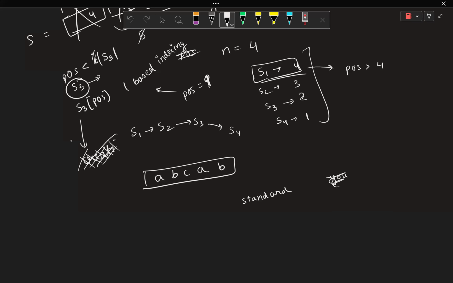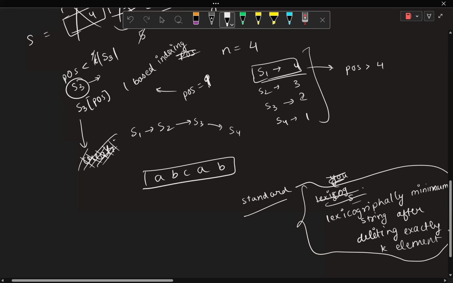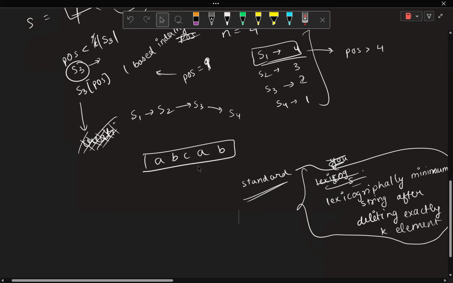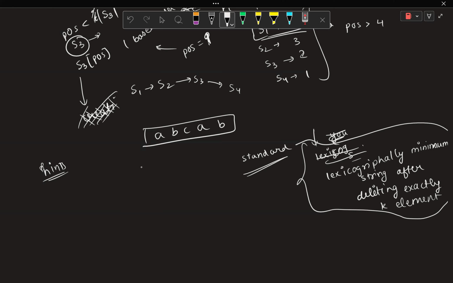You can even search on the internet and you will find a GFG article, something like lexicographically minimum string after deleting exactly k elements. The problem which you had has now been simplified to this problem, which is a standard problem actually. You can even find a GFG link for it. By saying standard, I mean that it is only implementation based, and you can find it on the internet. I'm just giving you hints and not the proper explanation. If you want the proper explanation, you can refer to this article.